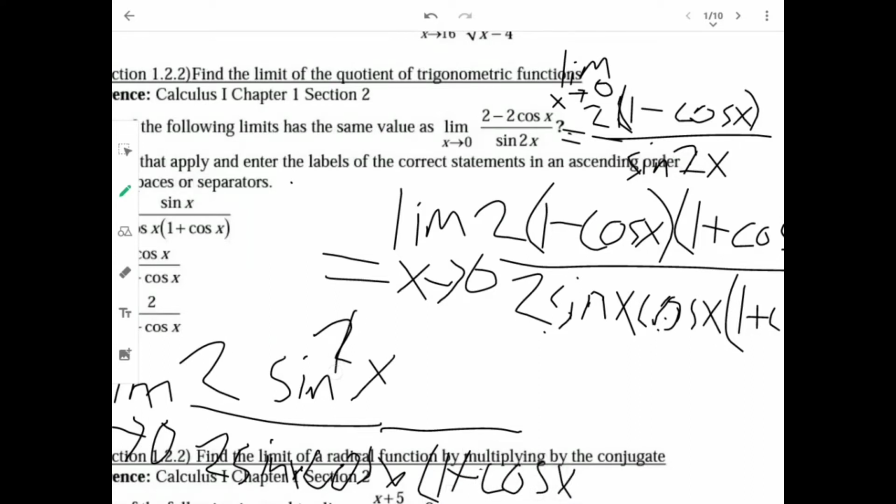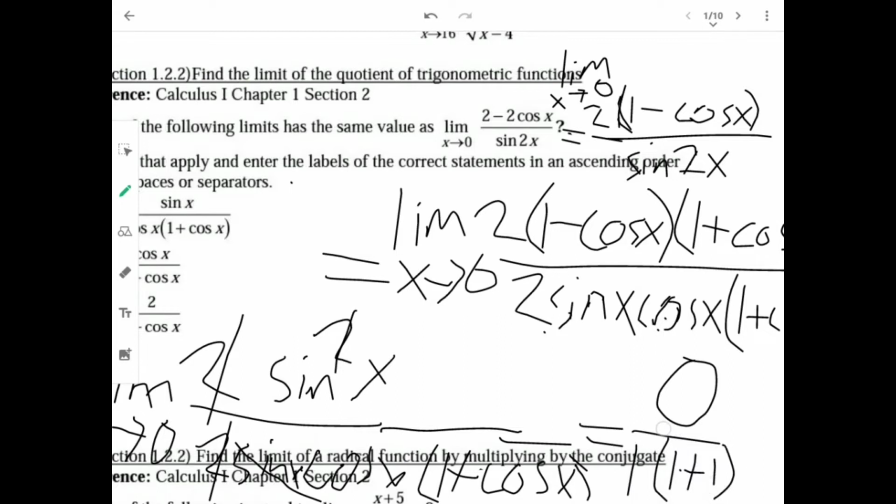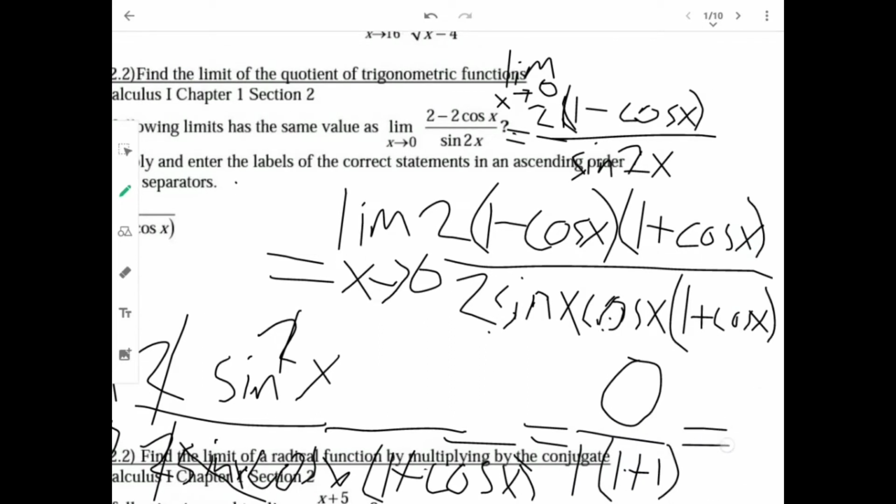So the sine here cancels, and this sine cancels, the 2 cancels, and the 2 cancels. So you'll end up with sine x over cosine x into 1 plus cosine x. So this is equal to 0, because sine 0 is 0, over 1 into 1 plus 1. So the answer is 0.